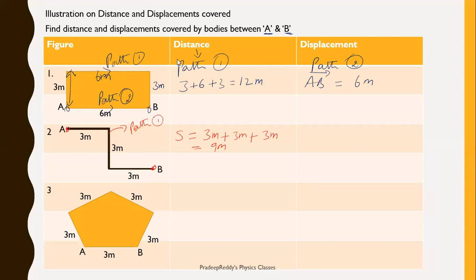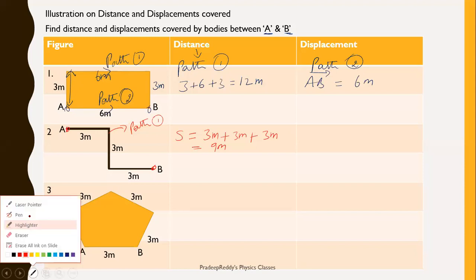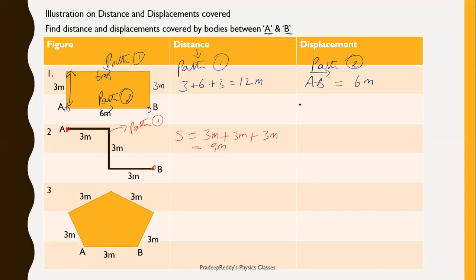Now you are supposed to calculate the displacement between A and B in the second question. Displacement is quite different from distance. In order to calculate displacement, you should find out the shortest length between A and B, right? So displacement is the shortest length between A and B.